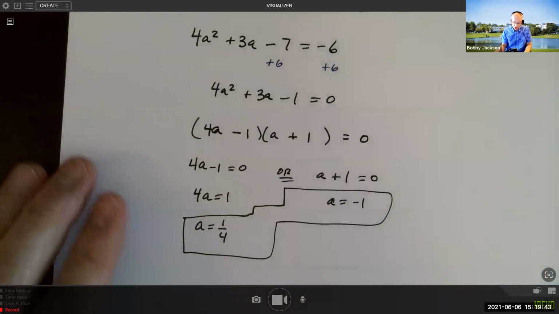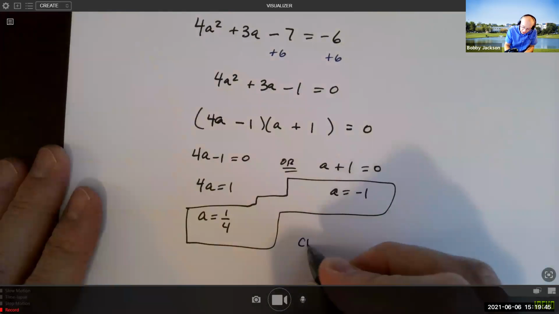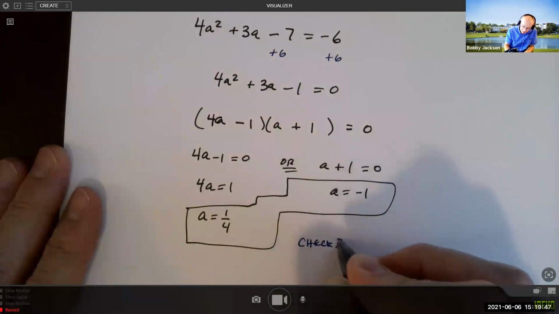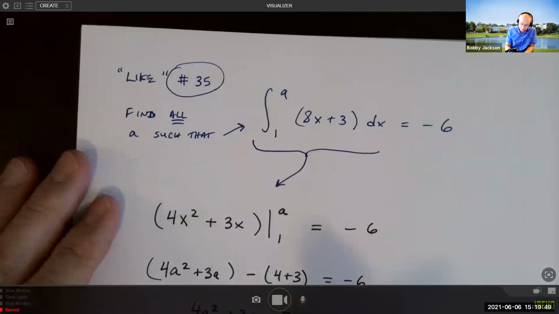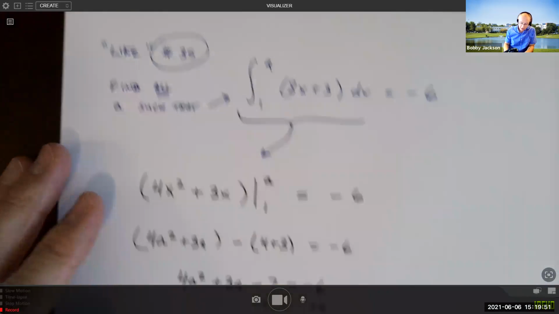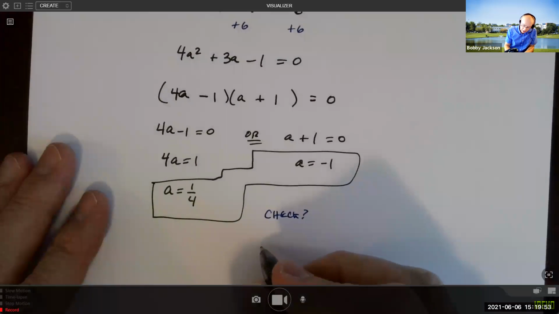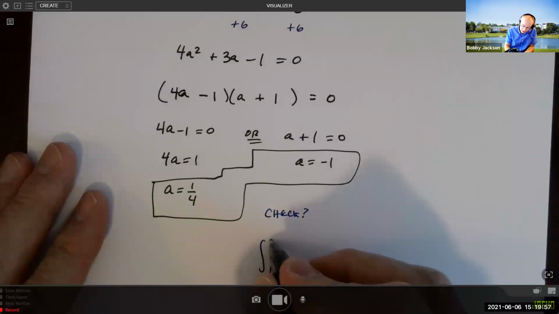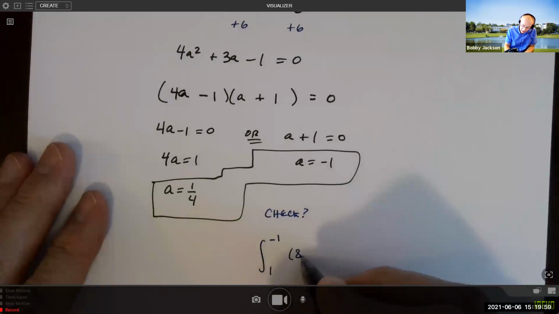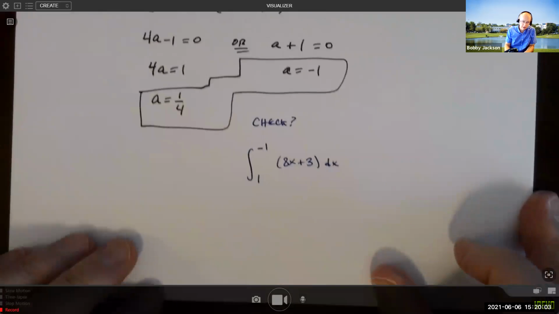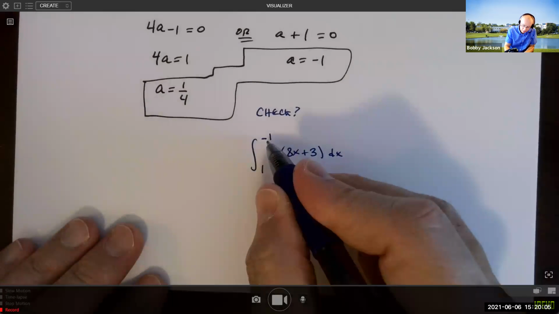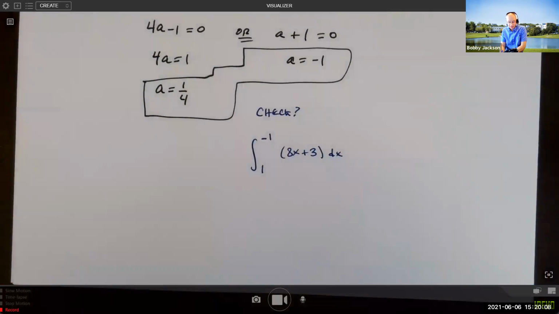And now, as a check, could you check this at all? Yeah, go back to the original definite integral, and it's going from 1 to a. If I go from 1 to -1 of 8x plus 3, I should get -6. Now, some of you might be saying, wait a minute, how can the upper limit be smaller than the lower limit? And that's fine. You can have that.